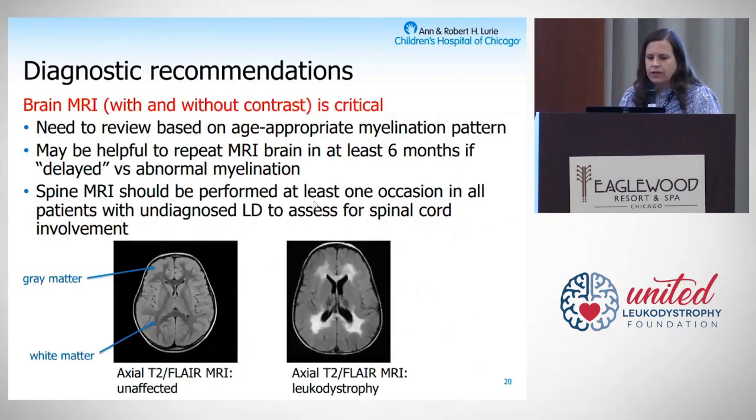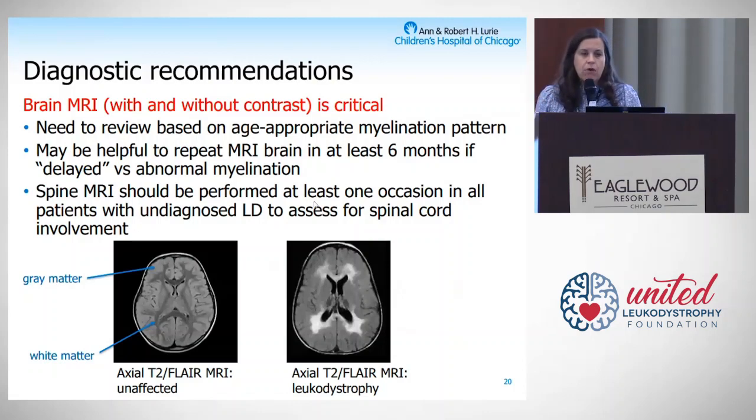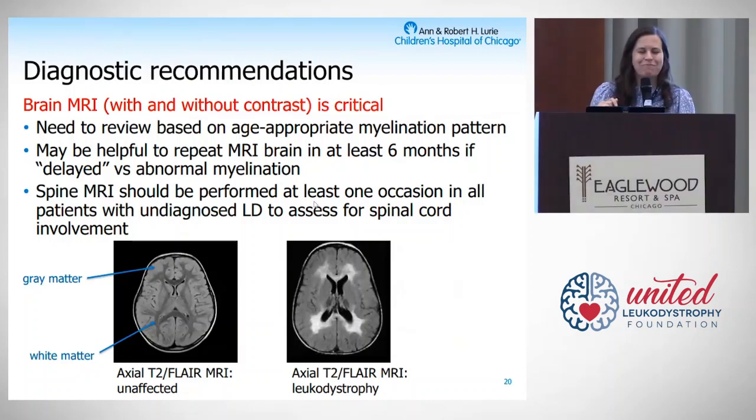So for diagnostic recommendations, the most critical, I would love to say that as a neurologist, I would love to say that a history and a physical exam is the most important thing, but alas, MRI is probably the most important thing. So CT scan is like a quick image of the brain but doesn't show details. MRI, as I'm sure you guys know, is critically important.